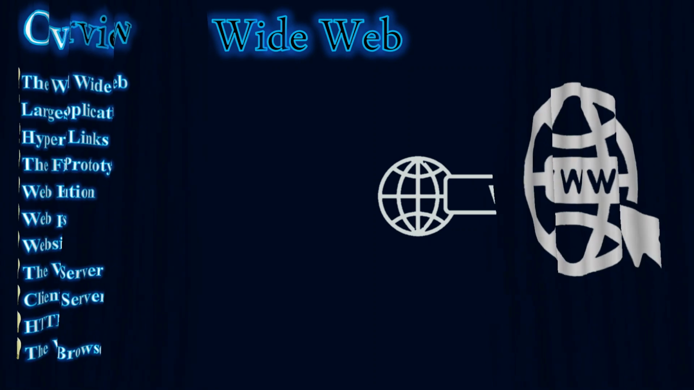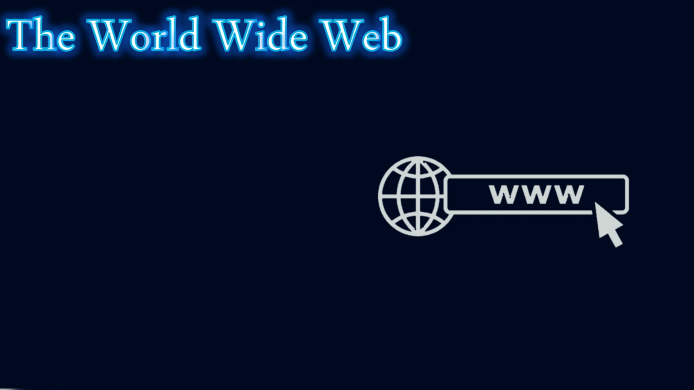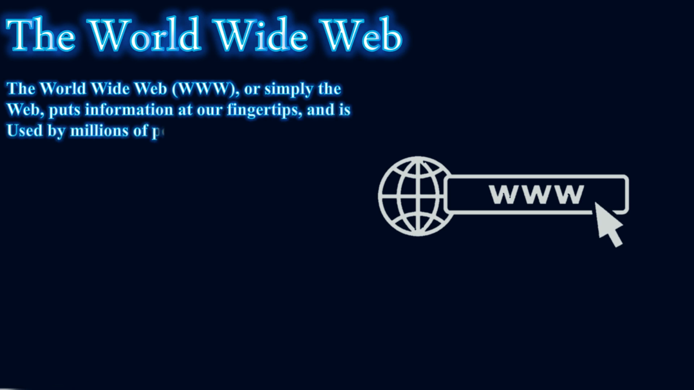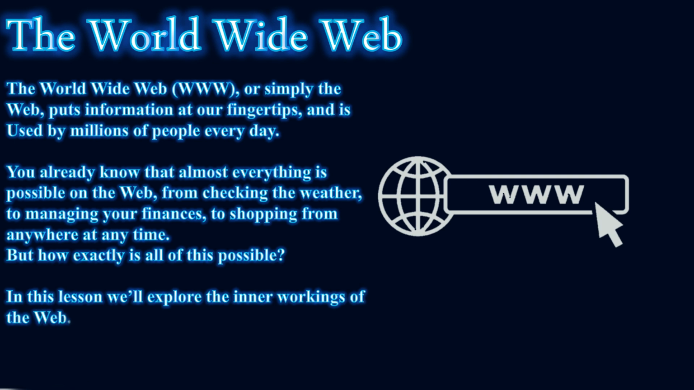The first topic is about the World Wide Web. So what is the World Wide Web? The World Wide Web, or simply the web, puts information at our fingertips and is used by millions of people every day. You already know that almost everything is possible on the web, from checking the weather to managing your finances to shopping from anywhere at any time. But how exactly is all of this possible? In this lesson, we'll explore the inner workings of the web.